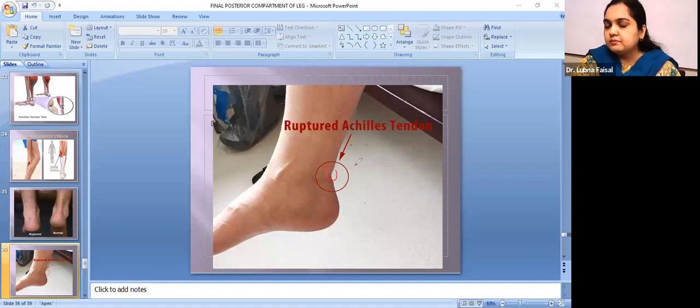One more thing, between the Achilles tendon and the skin, there is always a bursa present, the subcalcaneal bursa. I'm repeating again, between the calcaneum and the Achilles tendon. Calcaneum is a bone, there is always a bursa present, and that bursa will help the skin to move over the taut tendon. So this is the rupture. A gap will be produced, and this is because of the rupture of the Achilles tendon.